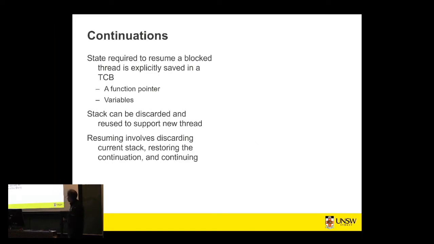So let's have a look at continuations and how this might work. The state required to resume a blocked thread is explicitly saved somewhere. So what we need to do, and the implicit assumption here is that we're using C, and I'll use that as an example, is explicitly identify what state is going to be needed in the future in our program, and where we would like to restart in the future as we are programming along.